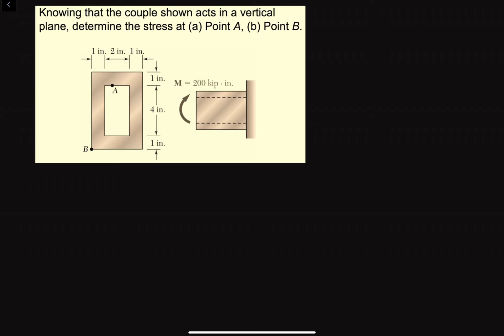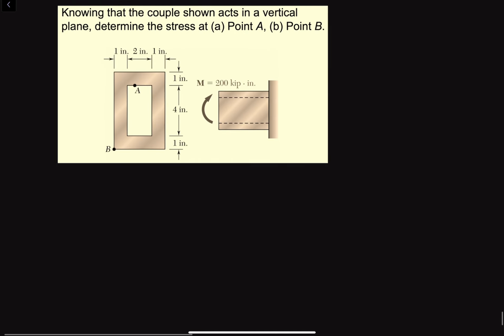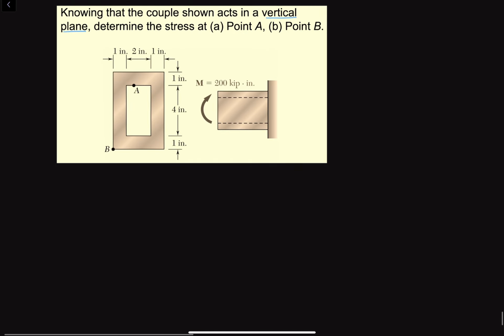Knowing that the couple shown acts in a vertical plane, let's depict that plane. So this is the couple. When they say couple, they mean a moment, and the plane would be this 2D plane right here. And so it acts in a vertical plane. So the assumption is that the two forces that create this couple are symmetric.